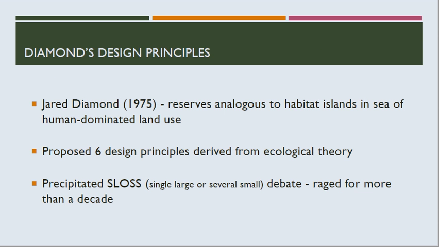Really the first time that people started to bring biology and ecology into reserve design was when Jared Diamond in 1975 proposed a list of determinants or design principles for protected areas. So he proposed 6 design principles from ecological theory, which would make reserves more biologically and ecologically sound.